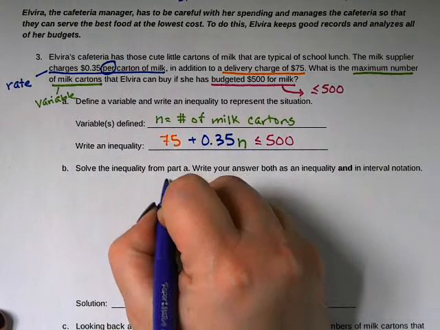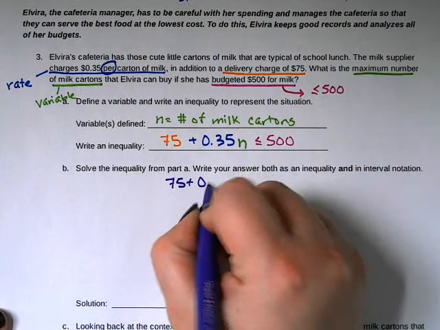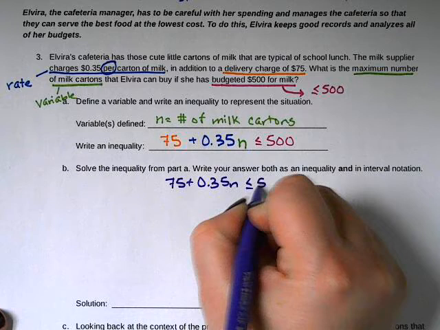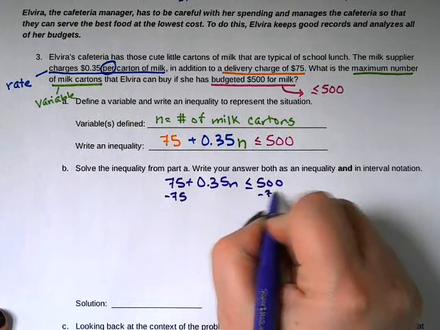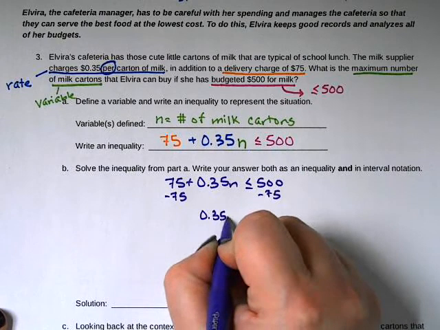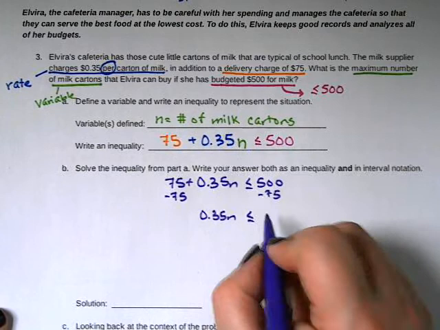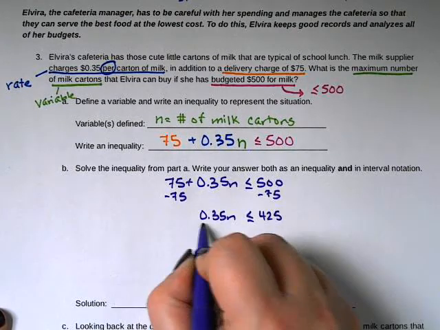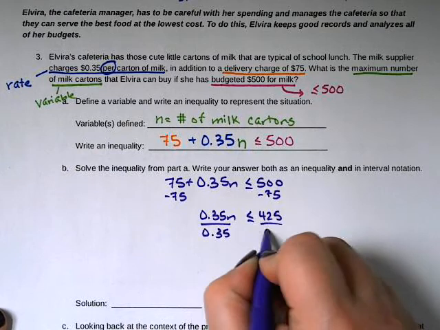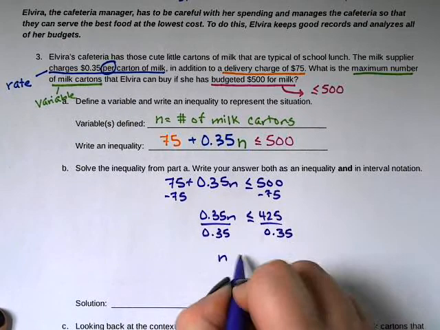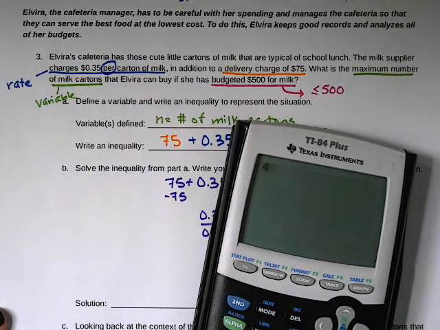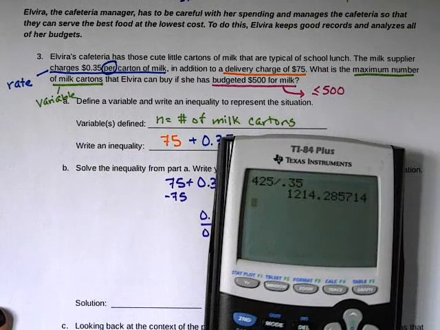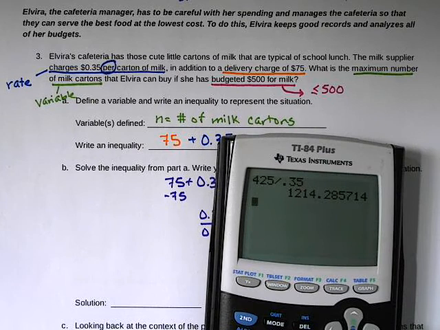So we've got 75 plus 0.35n is less than or equal to 500. We need to solve for that n right there. We're going to subtract 75 from both sides first. So 0.35n is less than or equal to 425. And then we're going to divide by 0.35 on both sides. Since we're dividing by a positive number, we don't have to worry about flipping our inequality symbol. And then we've got 425 divided by 0.35, which is 1,214.29.